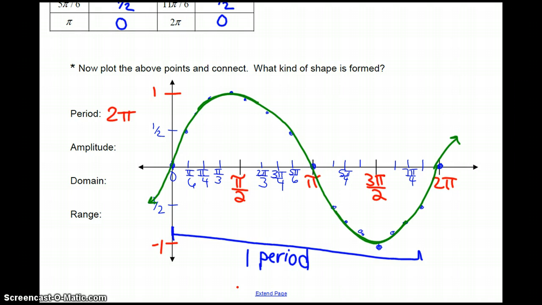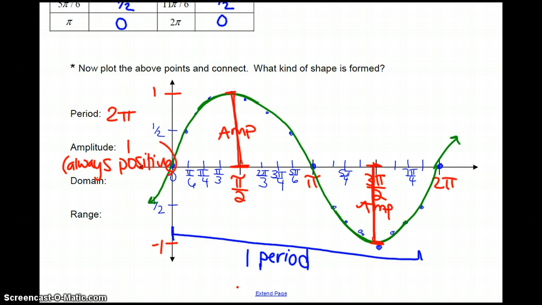Next is our amplitude. This is defined as the distance from the middle of my wave up until the highest point, or from the middle of my wave down to the lowest point of my graph. Well, based on my y values, this is just a distance of 1. The amplitude is 1, it's a positive 1. It will always be a positive number, since we're referring to distance.